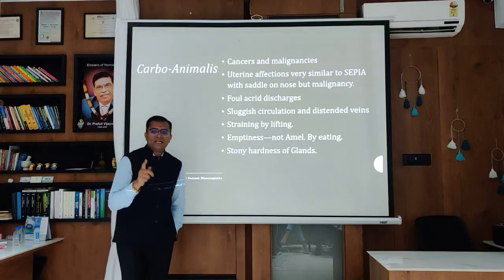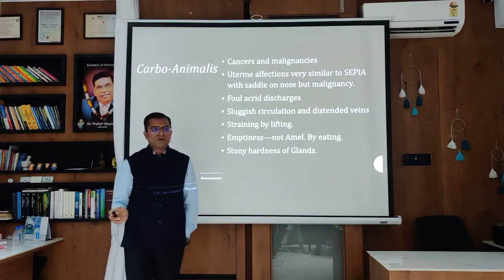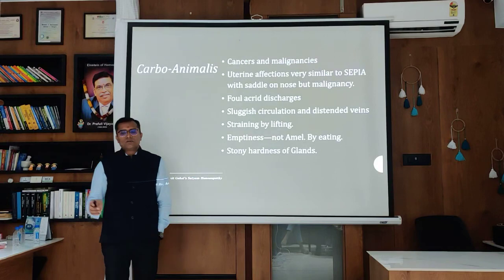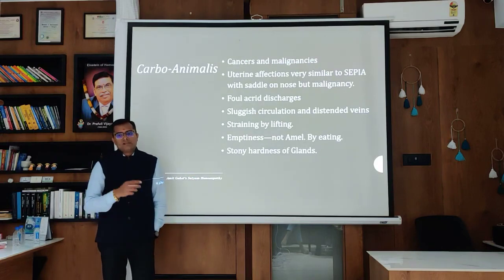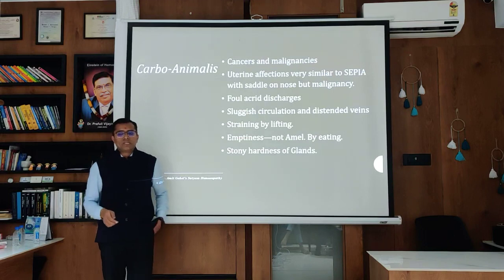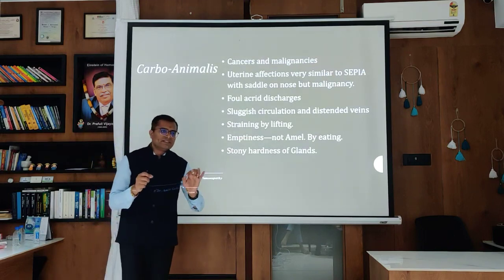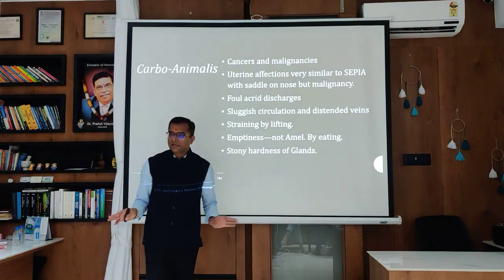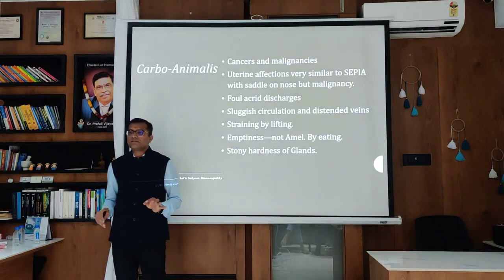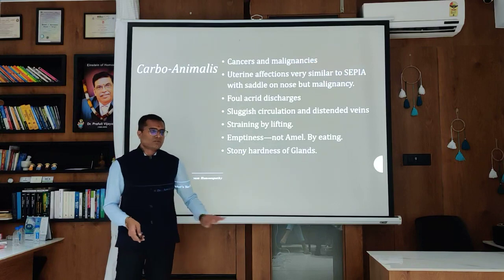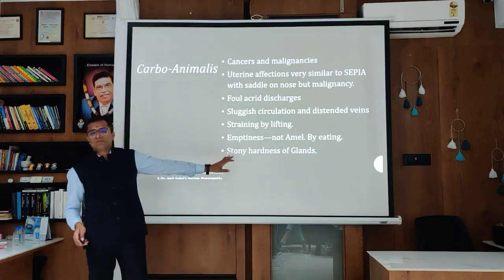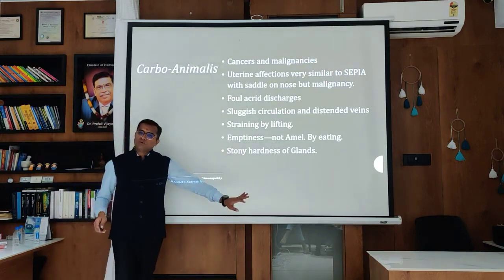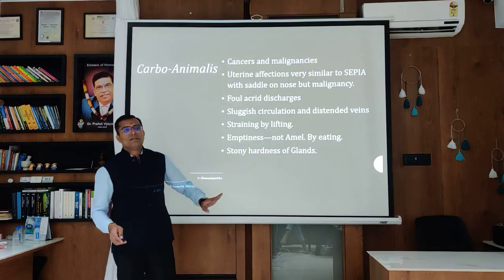Foul, acrid discharges. All the discharges are foul. Sluggish circulation and distended veins. Straining by lifting. Emptiness not ameliorated by eating. Stony hardness of the gland. When there is a stony hardness of the gland, it indicates cancer. Clear-cut indications of cancer. Metastatic lymph node. Okay, so stony hardness. Which are the other remedies for stony hardness? Calcarea fluorica. Stony hardness of the glands.